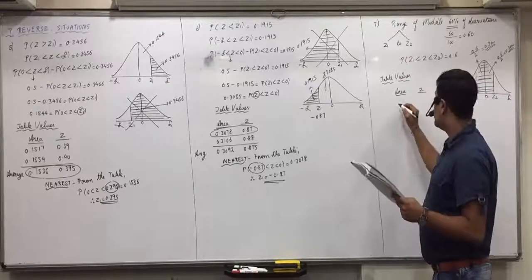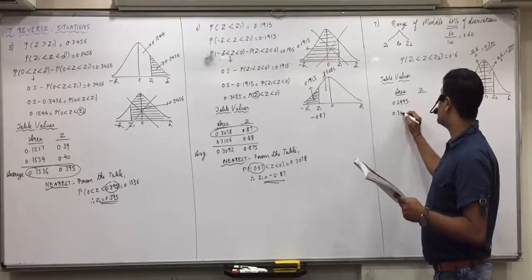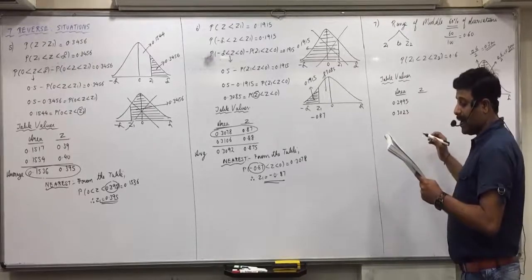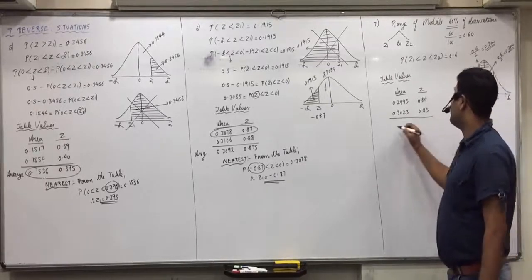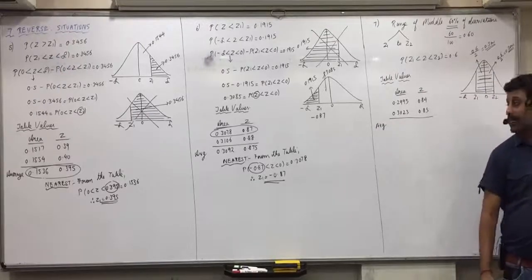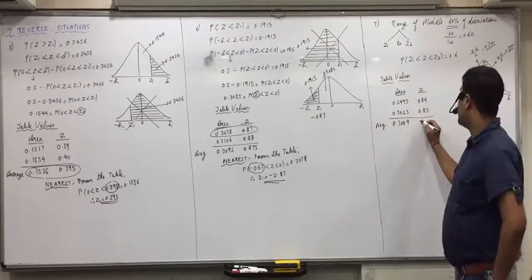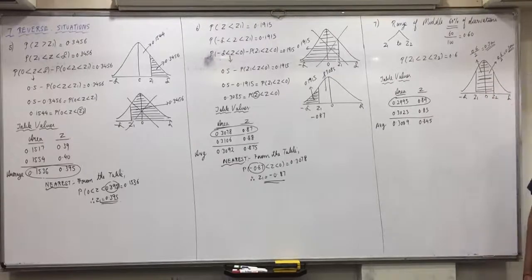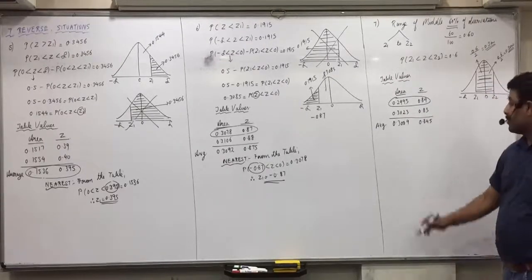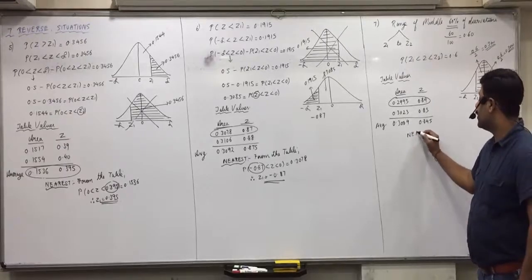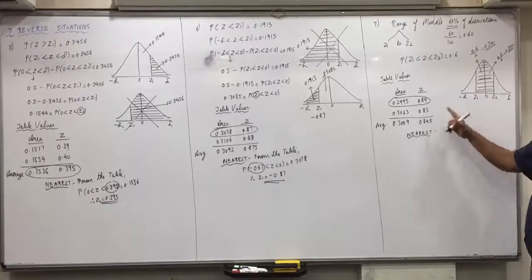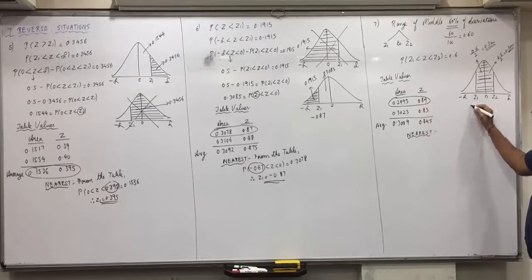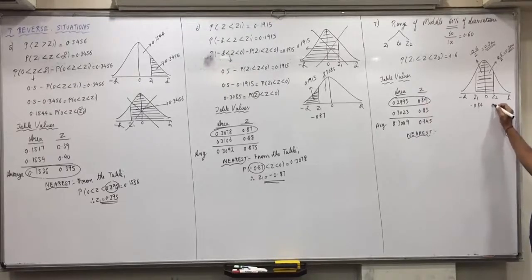0.3000 comes between 0.2995 and 0.3023, which are 0.84 and 0.85. Now average of 0.2995 plus 0.3023 divided by 2 and 0.845. Which is nearest to 0.3000? 0.2995 is nearest to 0.3000. So nearest value, now listen everyone. Both are 0.84. But left side will be minus 0.84 and right side will be plus 0.84.